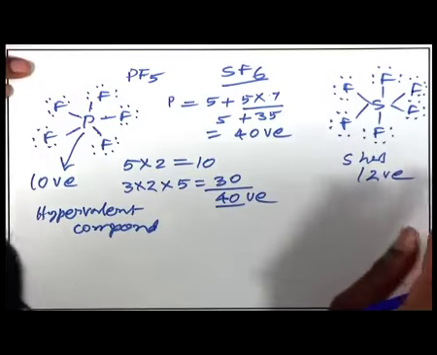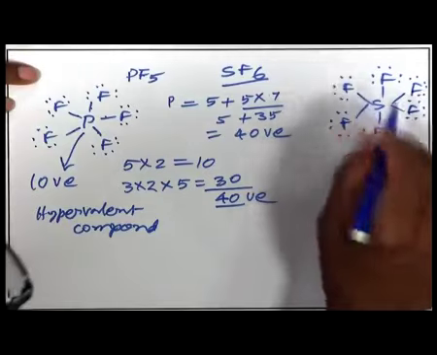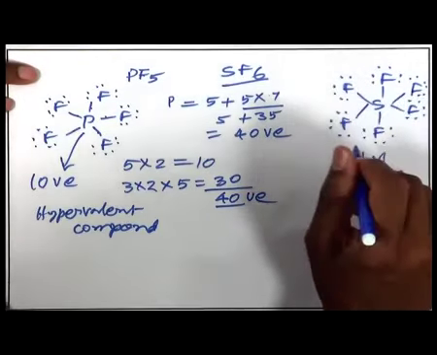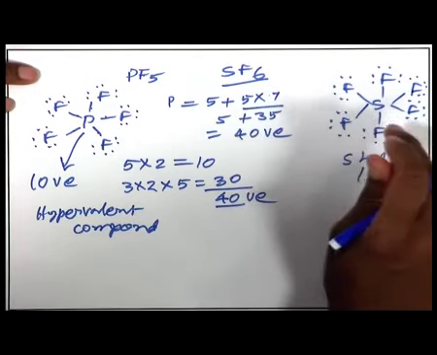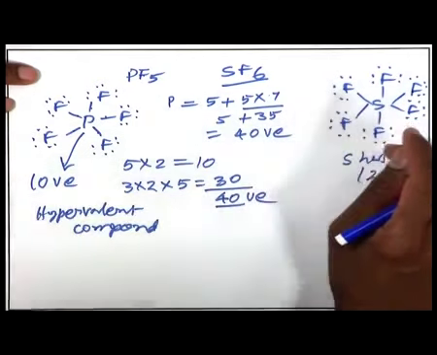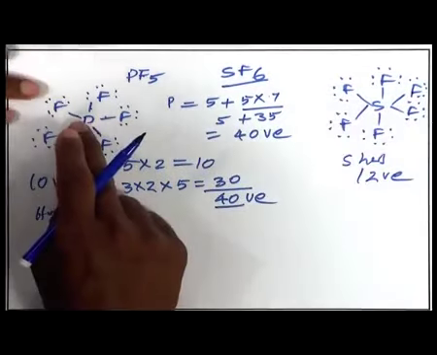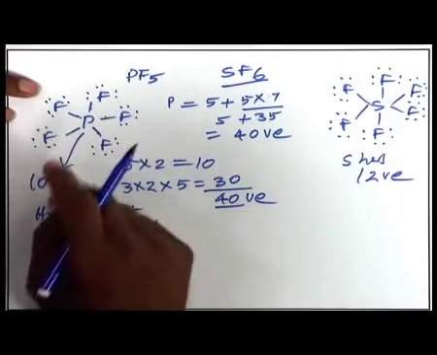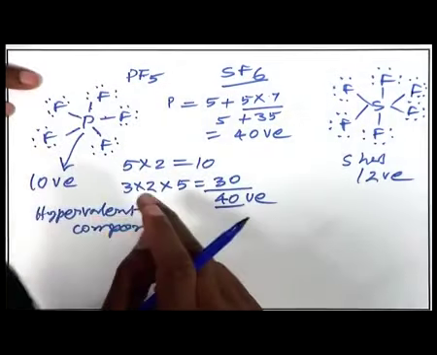As per the group of the elements, they should obey the Lewis dot structure or octet rule, but the octet rule is not obeyed here. The number of valence electrons around this sulfur atom is 12. For this phosphorus compound it is 10. So the number of valence electrons exceeds the octet rule.